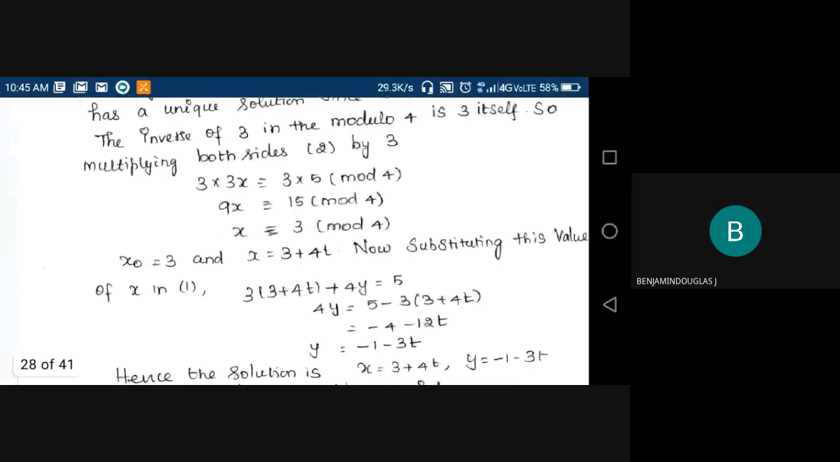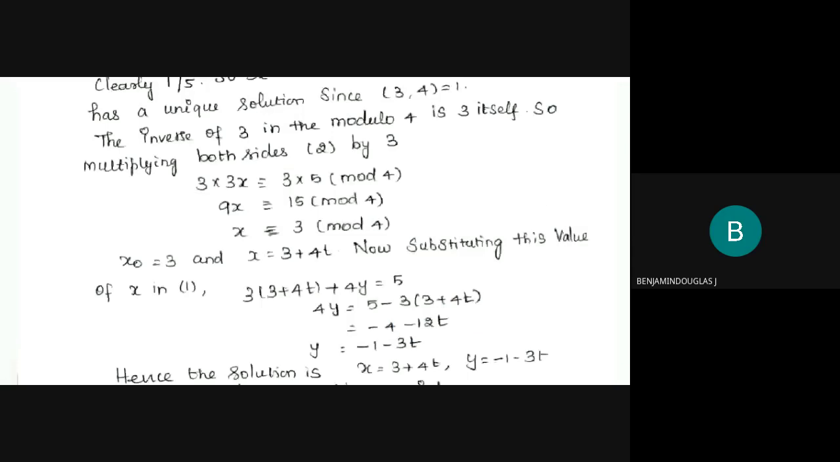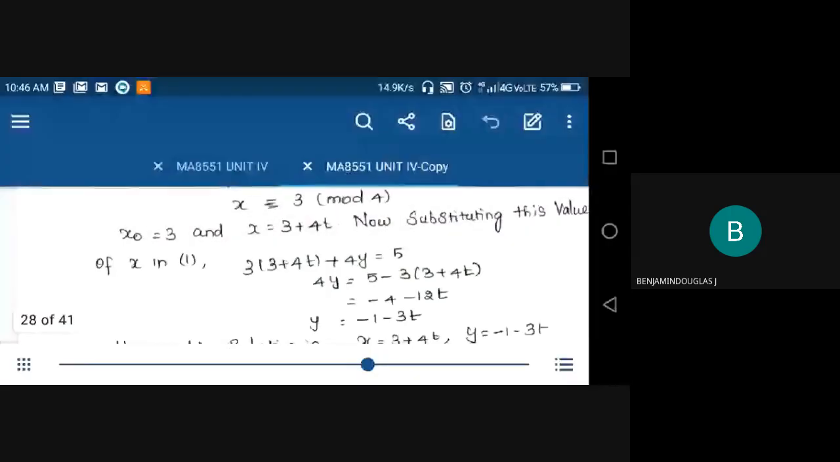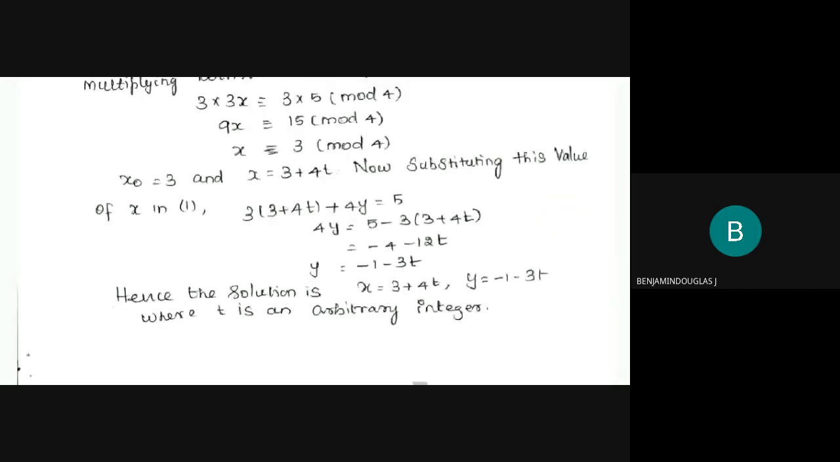After getting the value of x, 3 plus 4t, it will be substituted in equation 1. So equation 1 is 3x plus 4y equal to 5. Here the x value is 3 plus 4t, so 9 plus 12t plus 4y equal to 5. So we want y. After simplifying, you get y equal to -1 minus 3t.